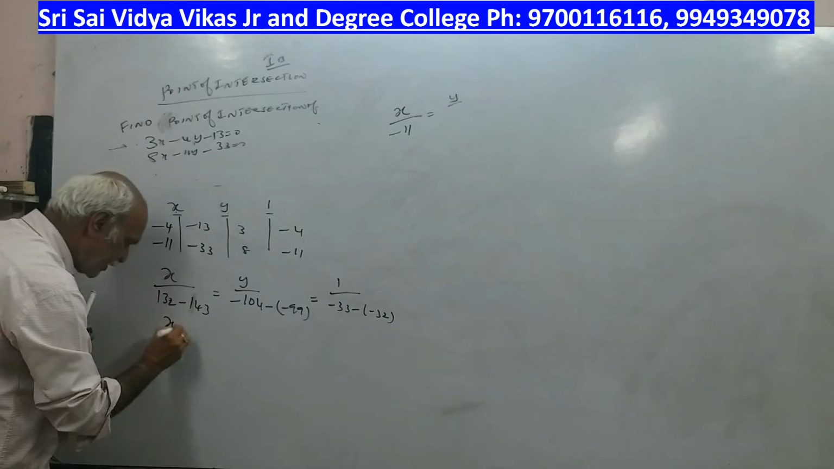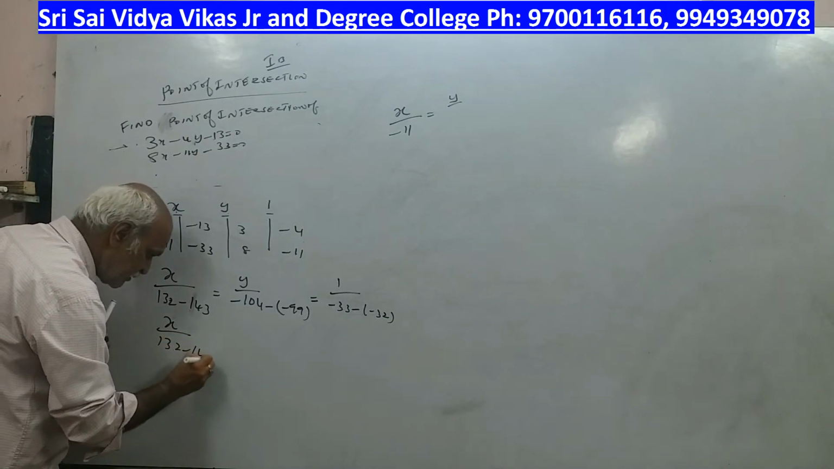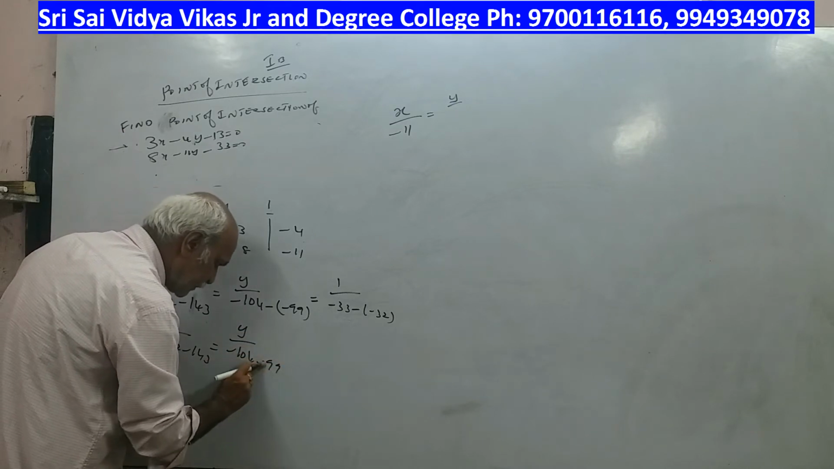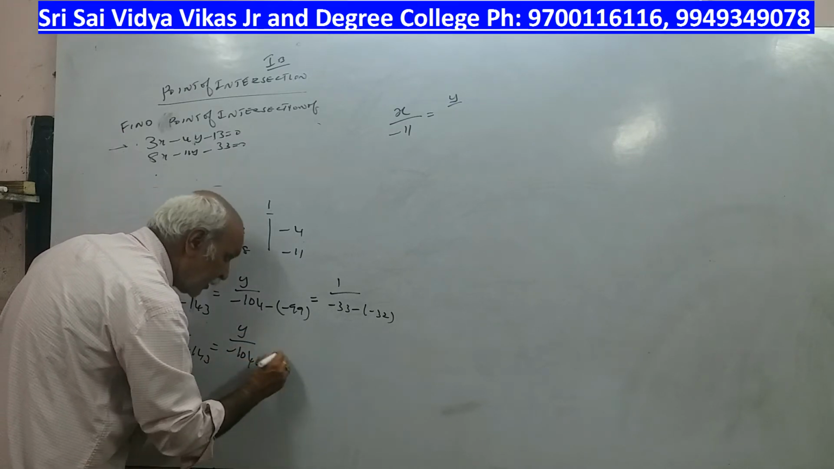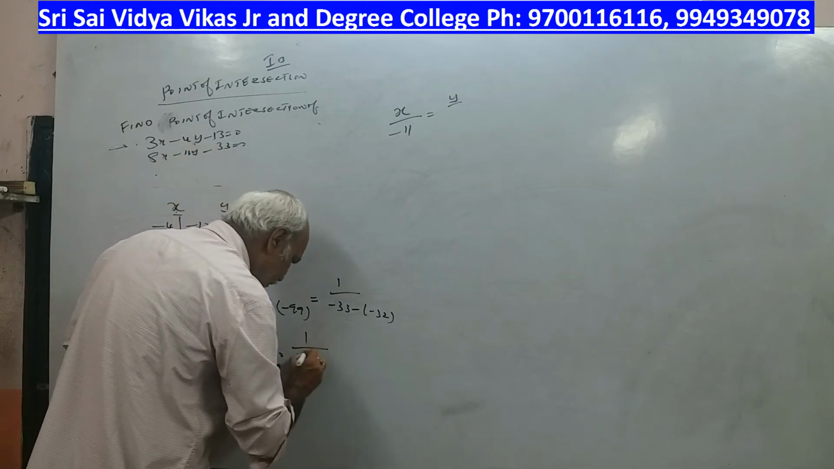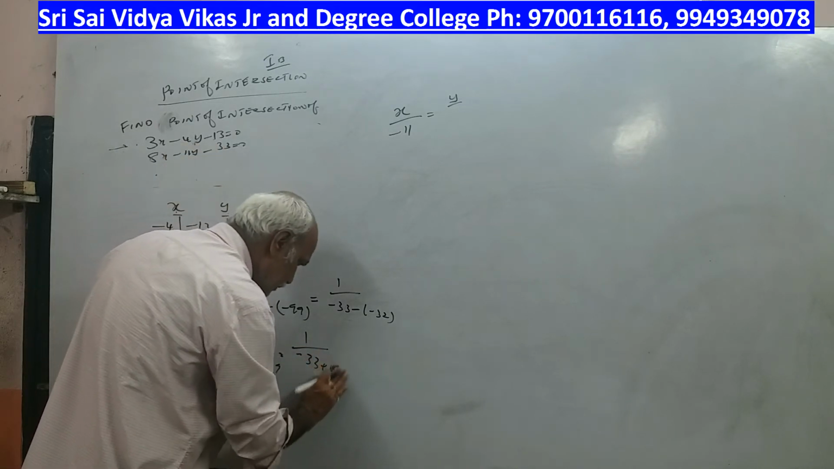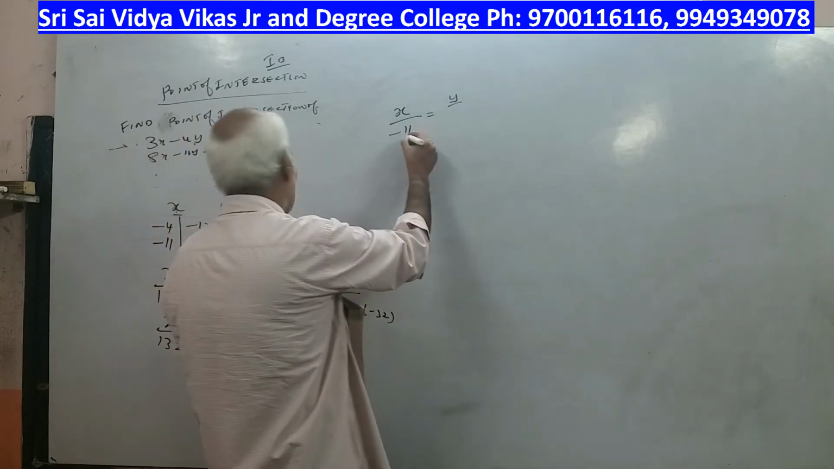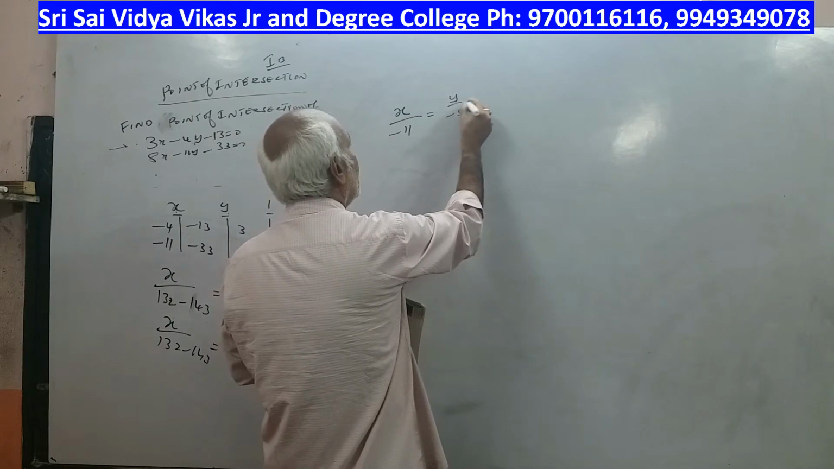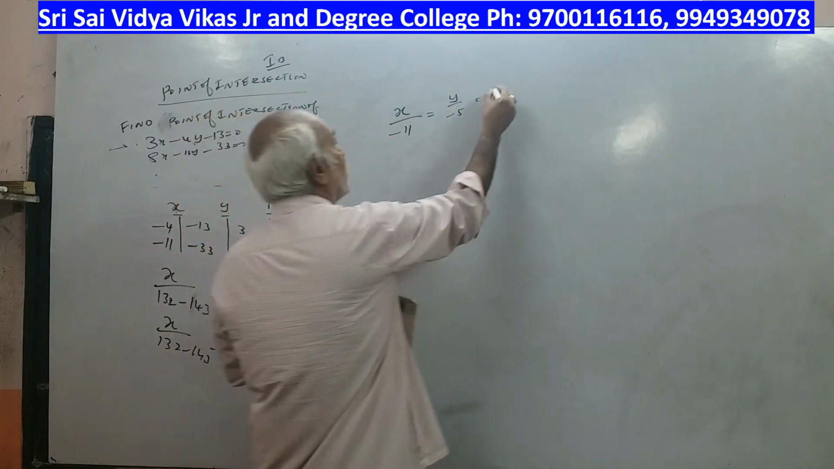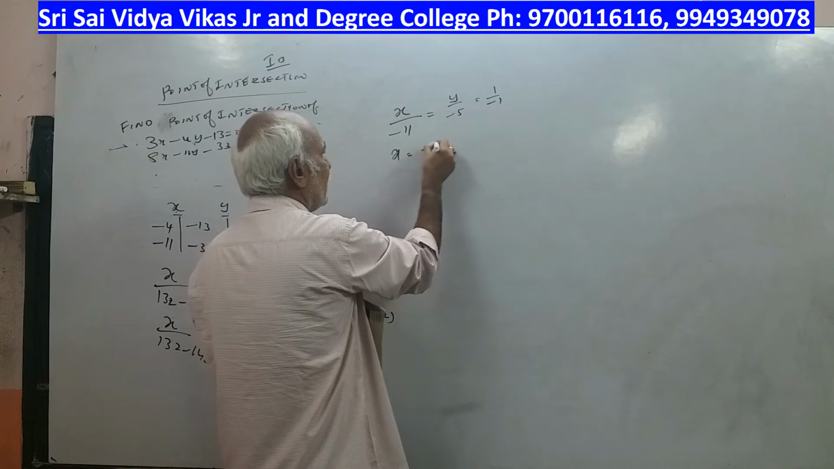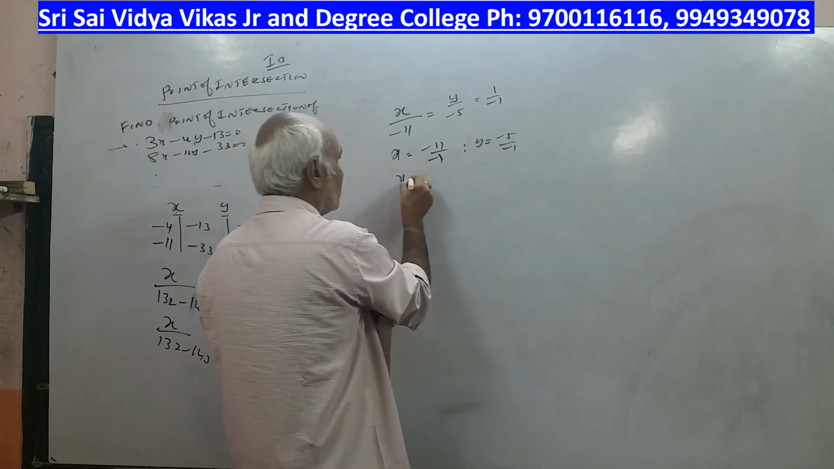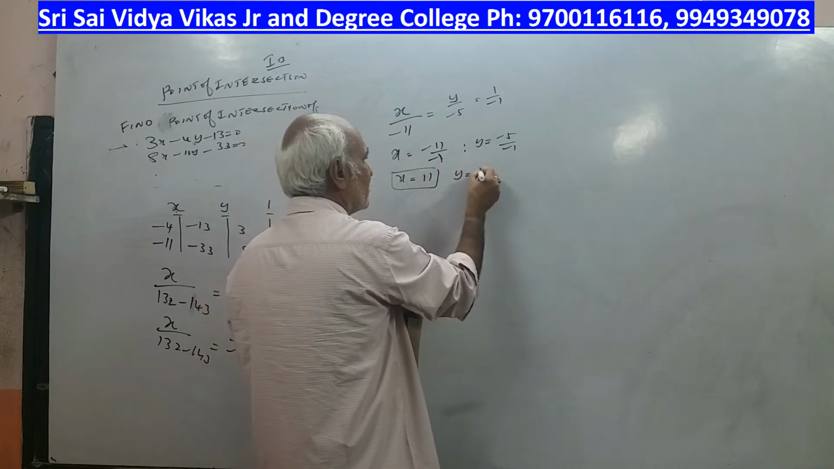okay, to make you understand we will write one step here, is equal to y by plus 99 is equal to 1 by minus 33 plus 32, right? Then what will happen? This will become minus 11, this will become minus 5 is equal to minus 33 plus means 1 by minus 1. Therefore, x is equal to minus 11 by 1, y is equal to minus 5 by minus 1. So, x is equal to 11, y is equal to 5.